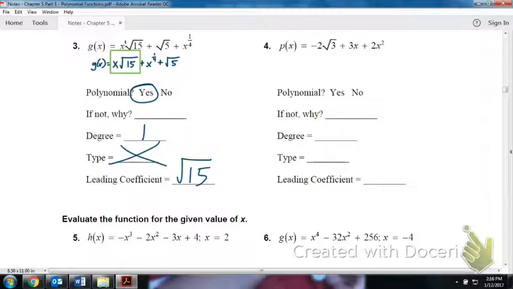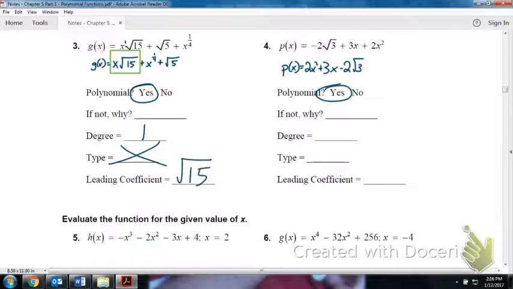All right, number 4, last one. Is this one a polynomial? Yes, it is. All the variables only have numerical exponents. There's nothing funky, nothing in the denominator, nothing funky like that. So let's write it in standard form. So p of x equals 2x squared plus 3x minus 2 on the square root of 3.